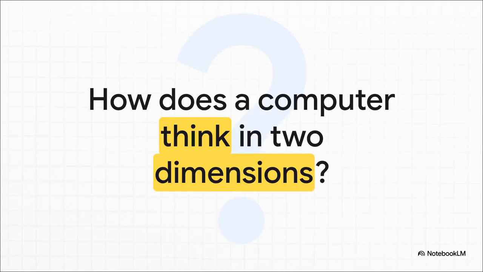A spreadsheet, a chessboard, the pixels on your screen. They all live in a two-dimensional world, right? They've got rows and they've got columns. But a computer program usually just thinks one step at a time, in a straight line. So how in the world do you teach it to navigate a grid?